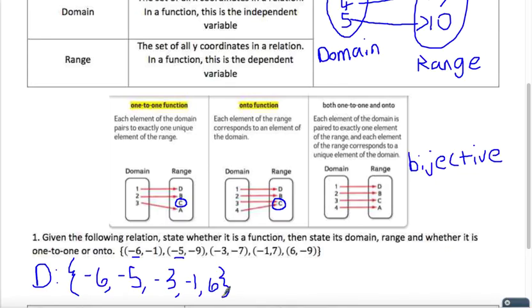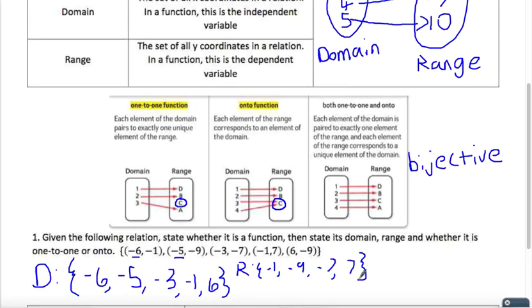And then the range is all the y values. Again, I'm just going to list the second coordinate of all those ordered pairs. So we have -1, -9, -7, 7, and then it says -9 again, but we already wrote -9, so we don't need to write it again.